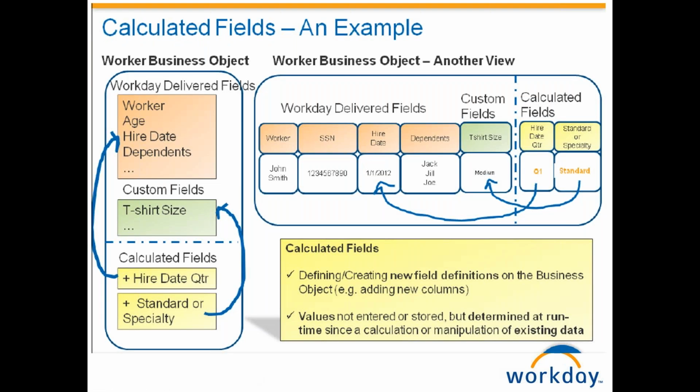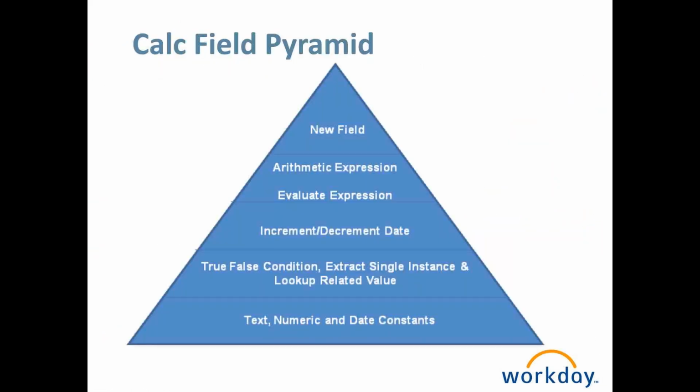Next, this is the same thing. Here is a calculated field pyramid. Initially you build the text, numeric, date and constants, and then go up the ladder like this. When you want to analyze the data, you go bottom up, analyze the data, and then create a new field the way you want it.